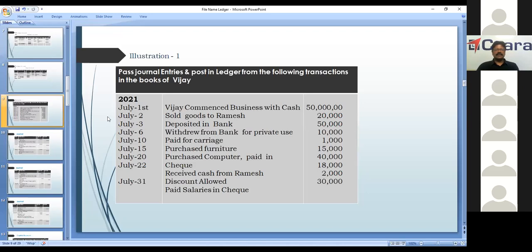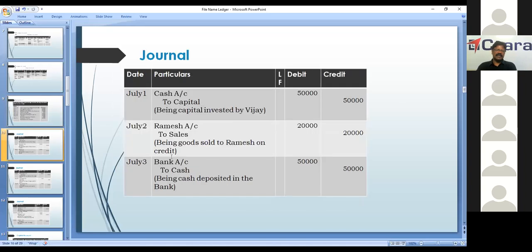Then sold goods to Ramesh. Here they didn't say anything about cash. When it says sold goods to Ramesh, it is presumed that we have sold goods to Ramesh on credit. Then what is the entry? Debit the receiver, and sales is an income, so we have to credit. Ramesh account debit 20,000 to sales account.